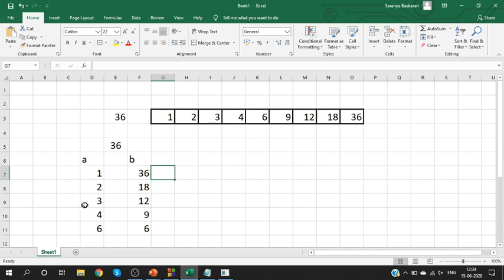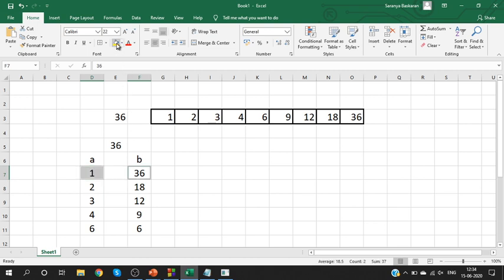Can you understand what I've done here? I'm not writing them in linear format. I'm writing them in pairs. How do I derive these pairs? See, my idea is 1 into 36. What is 1 into 36?